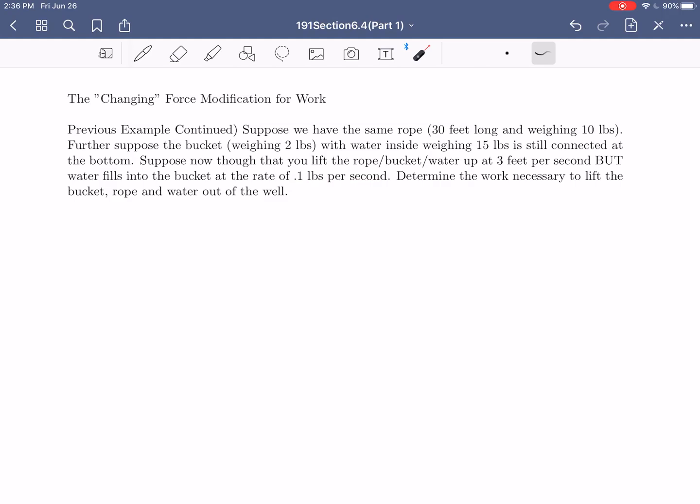Maybe this is because it's raining outside. Who knows why you're outside trying to lift buckets and ropes and waters out of wells when it's raining. We're not going to get into the narrative of the example, but we're assuming that it's filling at an additional rate of 0.1 pounds per second.